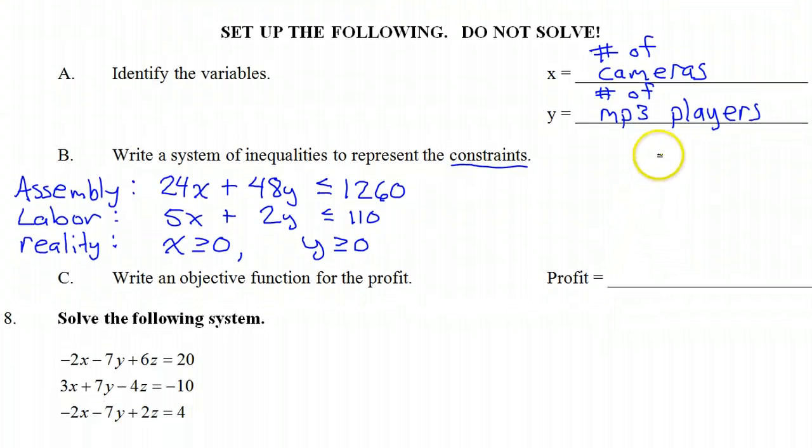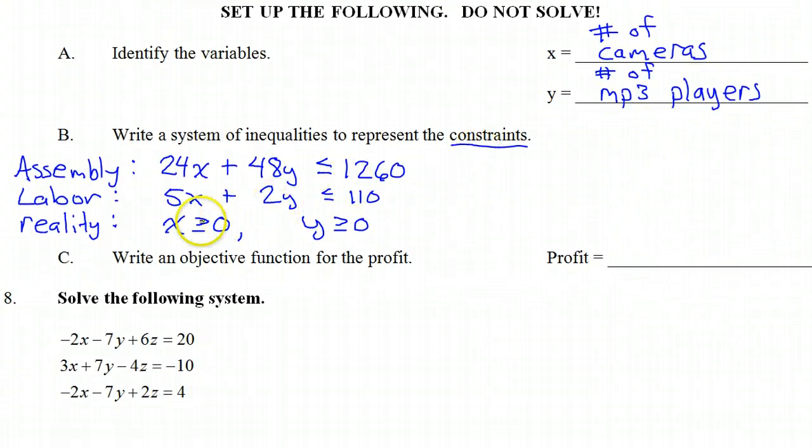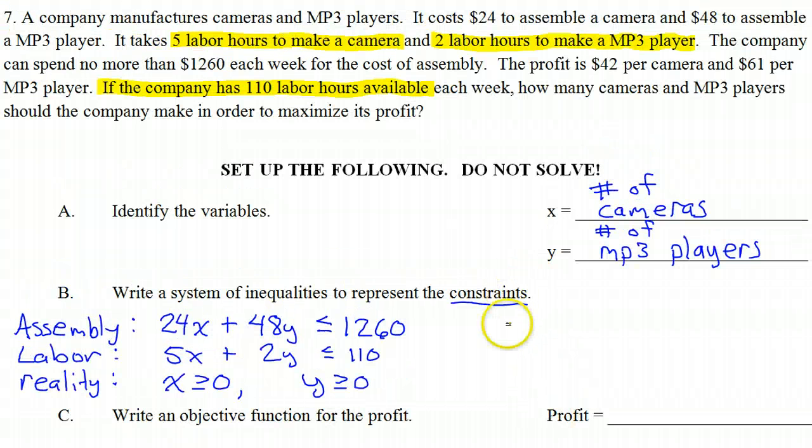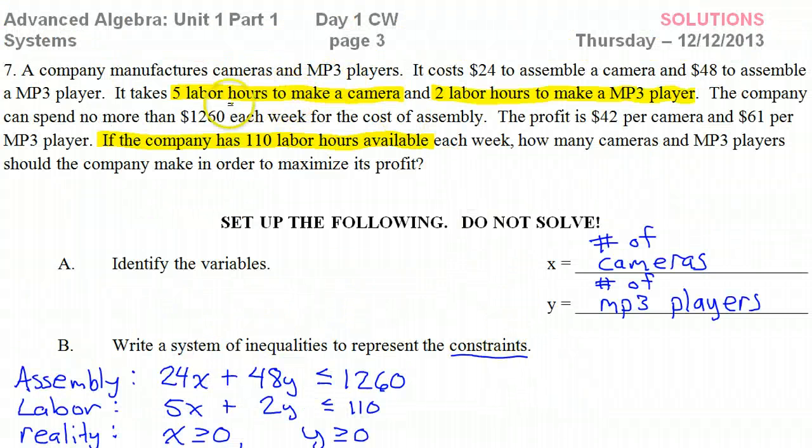Okay, so we wrote the system. Now, an objective function for profit, or I mean they just plain tell us it's profit. So just like we scanned through looking for assembly and labor hours, now we're going to look for where it says profit, and we'll highlight that. Boom, look at that, profit, just like that. The profit is $42 per camera and $61 per MP3 player. Okay, that's it.